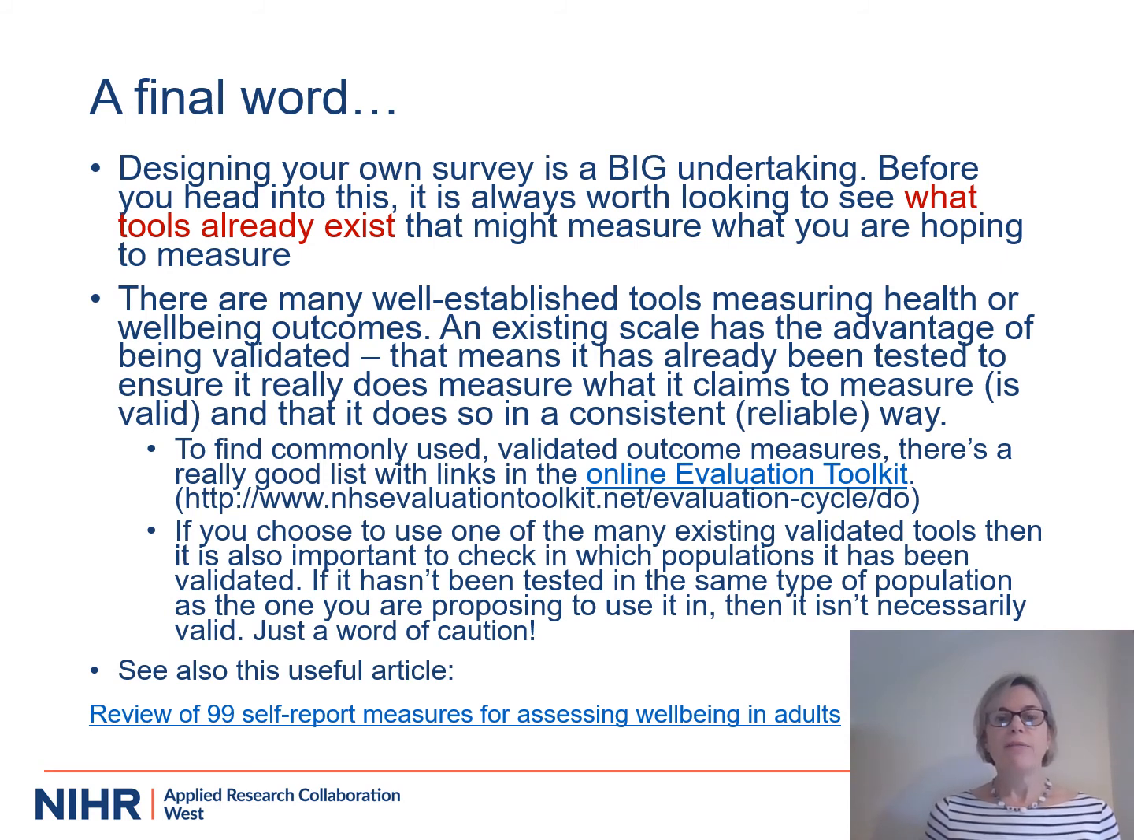And just to say, following on from that, if you do choose to use one of those tools, then it's important just to check in which populations those tools have been validated. And that information is given in the listing in the toolkit. Because of course, if it hasn't been tested in the same type of population as the one you're proposing to use it in, then it isn't necessarily valid. So that's just a word of caution. And then there's a further link in the final bullet point there of an interesting review of, again, 99 commonly used outcome measures for assessing well-being in adults.